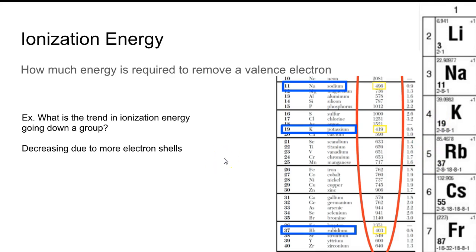So again, there's no need to memorize the trends. Use Table S to your advantage and recall the explanations why. Going across a period, increased proton pull. Going down a group, due to more electron shells.